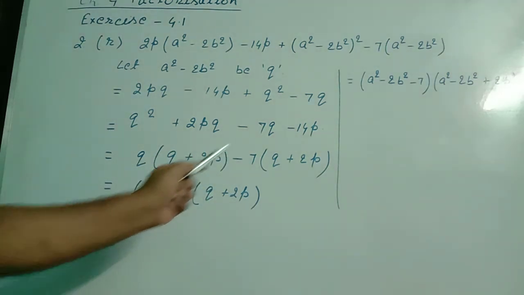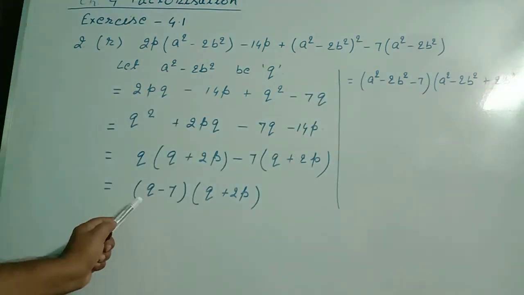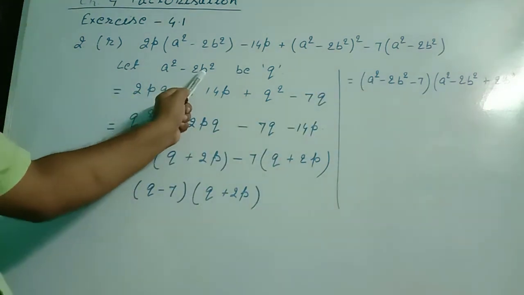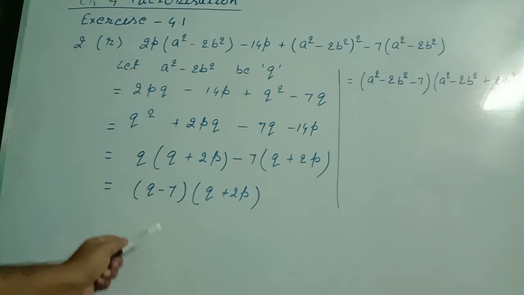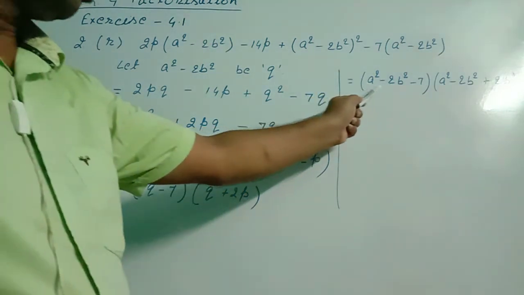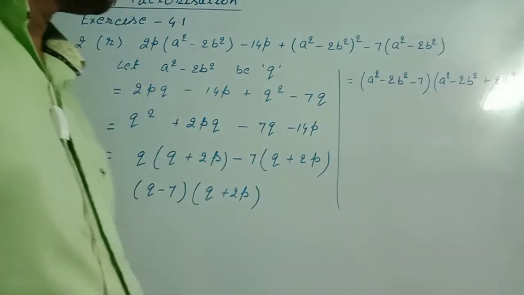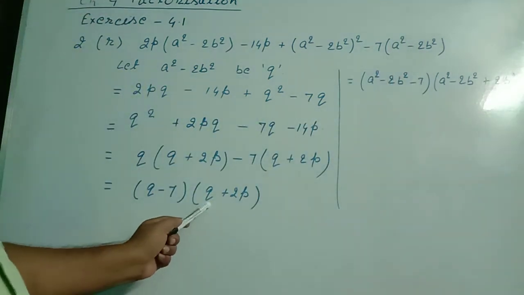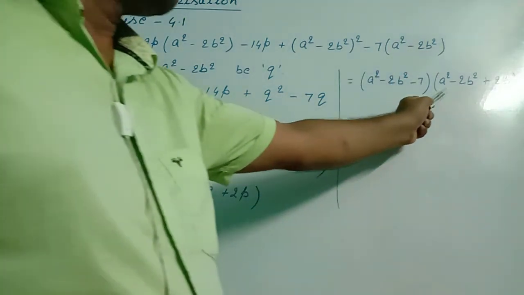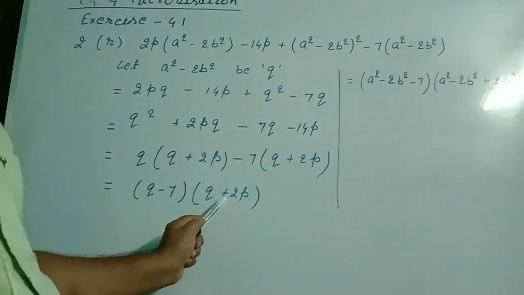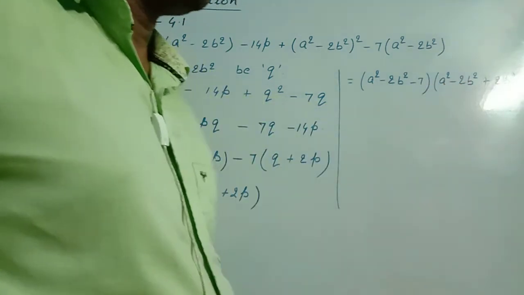Now here I wrote the value of q. Q was a square minus 2b square. So at this place I wrote a square minus 2b square. Here is minus 7, so I also wrote minus 7. Similarly, here at this place I wrote a square minus 2b square plus 2p. This became the answer.